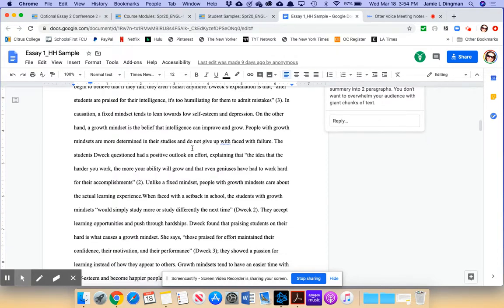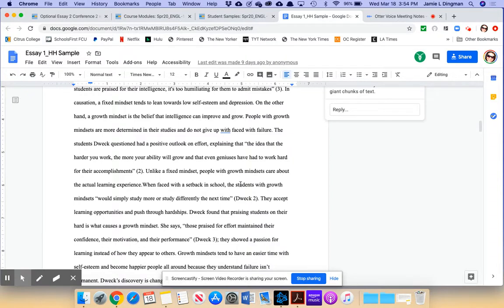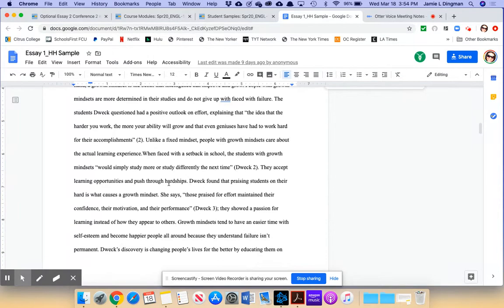On the other hand, a growth mindset is the belief that intelligence can improve and grow. People with growth mindsets are more determined in their studies and do not give up faced with failure. Probably should say when. A little typo there. When faced with failure. The students Dweck questioned had a positive outlook on effort, explaining that, quote, the idea that the harder you work, the more your ability will grow, and that even geniuses have had to work hard for their accomplishments, end quote. Unlike a fixed mindset, people with growth mindsets care more about the actual learning experience.